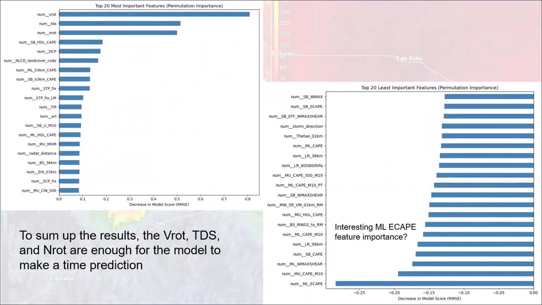And here we go, same importance features. So it actually keyed on vrot, TDS, and nrot as the most important features that were improving the model errors. One that's interesting is that the mixed layer ECAPE actually had a pretty noticeable decrease in the prediction score. So I don't know, again, why the model is choosing that, or if there's some sort of reason why that feature is decreasing tornado longevity. I do not know.